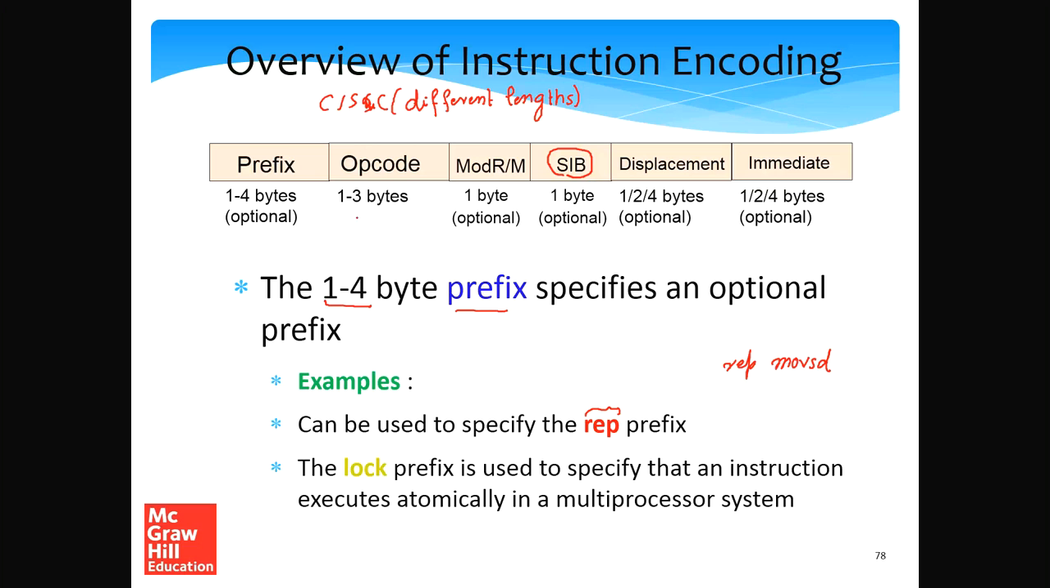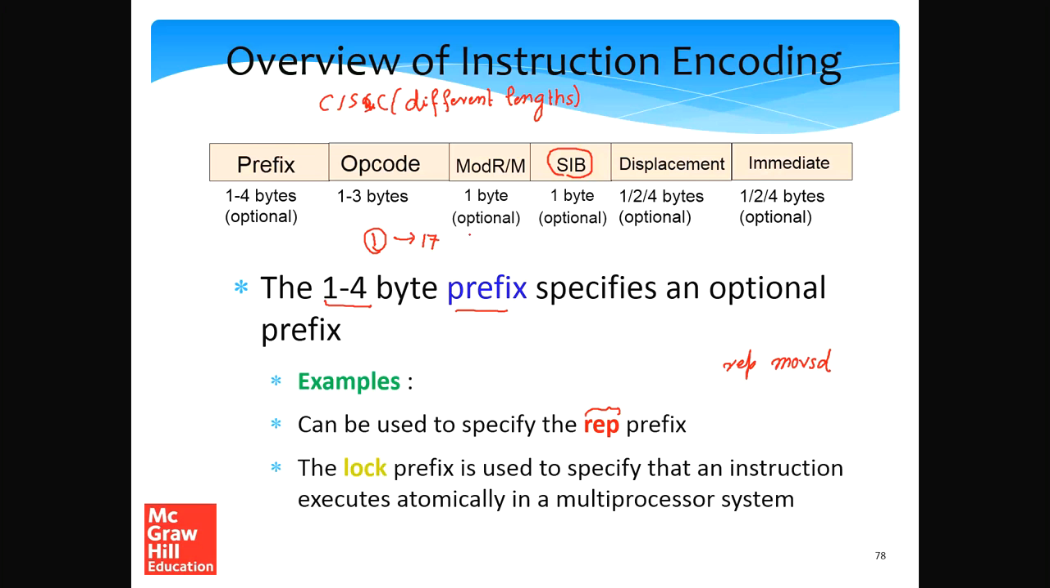If we take a look at this, the smallest size of an instruction can be 1 byte, because it will just have a 1 byte opcode. The largest size theoretically can be 4 plus 3 is 7, plus 1 is 8, plus 1 is 9, plus 4 is 13, plus 4 is 17. So we can have an instruction anywhere from 1 to 17 bytes.